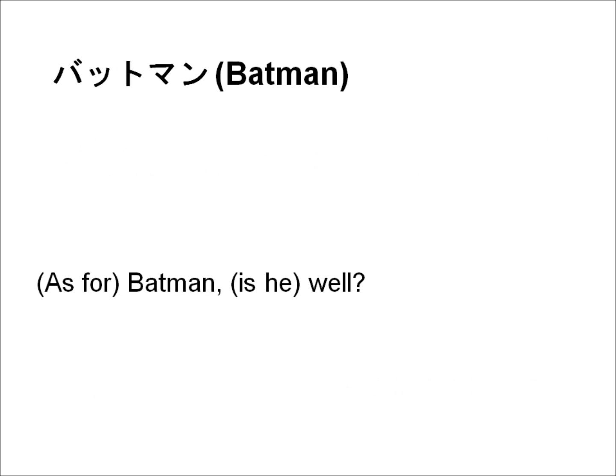Let's use the topic particle to ask how Batman is. First, we take the noun we want to make the topic, Batman, and attach the topic particle to the end. Batman wa? If you remember from the last lesson, the main verb must always come last, so we just end the sentence with the adjective and the implied state of being as before. The sentence then becomes, Batman wa genki? The polite state of being is the same as we learned in the last lesson. Batman wa genki desu ka?